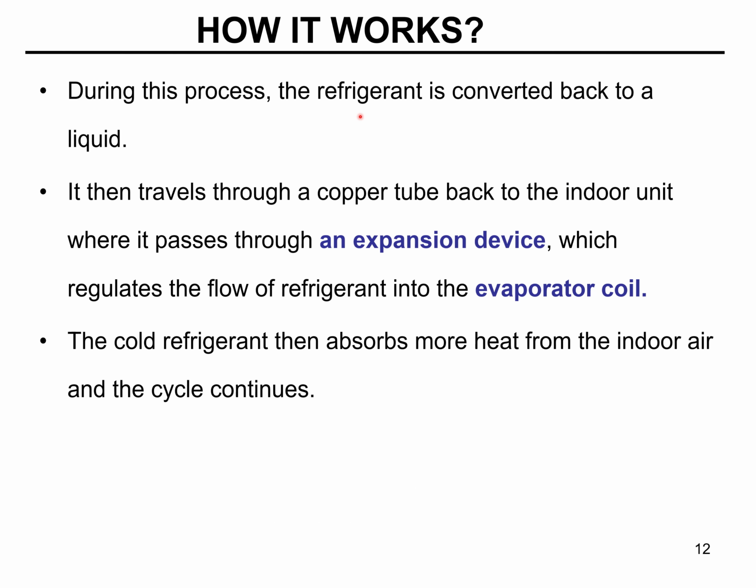During this process, the refrigerant is converted back to liquid, then it travels through the copper tube back to the indoor unit, where it passes through an expansion valve, which regulates the flow of the refrigerant into the evaporation coil. The cold refrigerant then absorbs more heat from the indoor air and the cycle continues. So actually its function is just like a refrigerator, which we have discussed in our previous lectures.